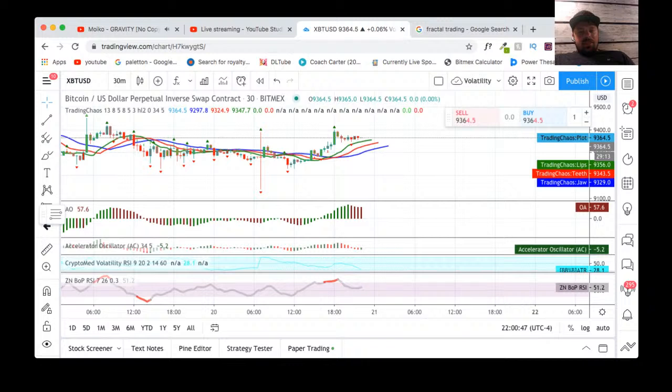So let's look at this. I don't think this move's done. I don't think it's over. I think there's still more bull activity left in the tank here.